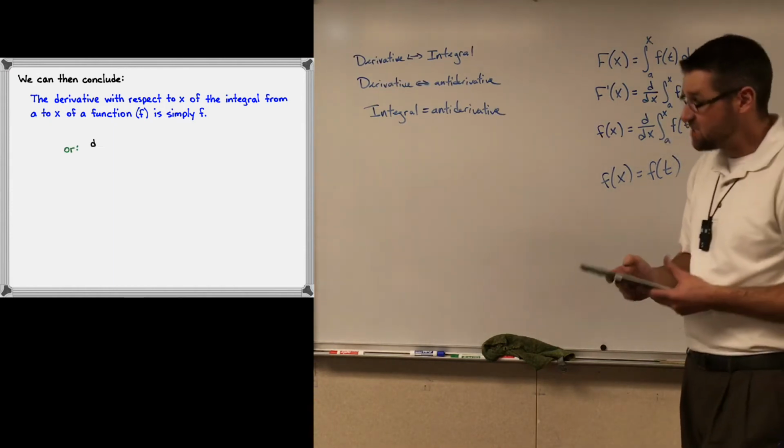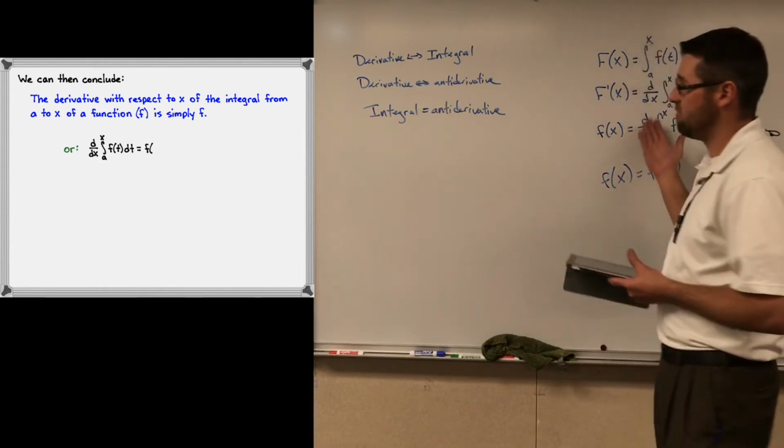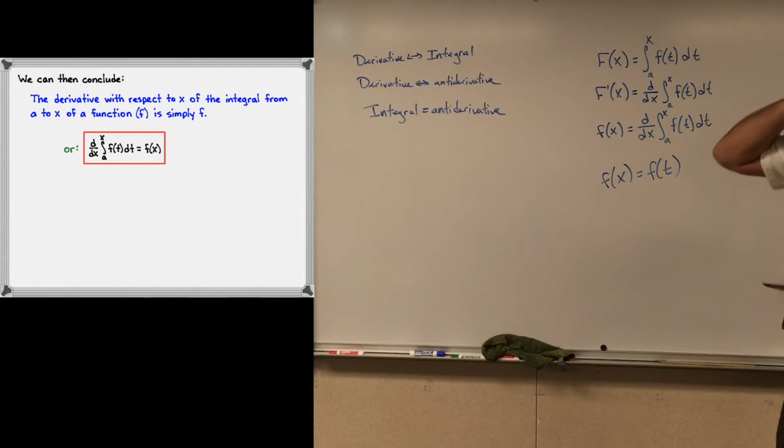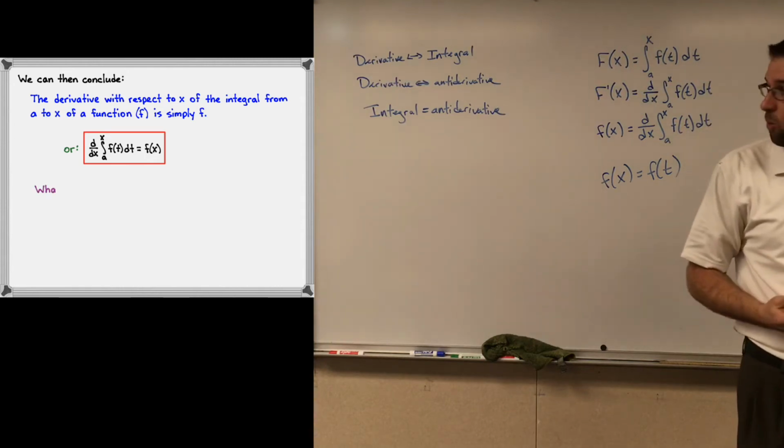Now, this notation right here, and I kind of have it here: the derivative of the integral from a to x of f of t dt equals f of x. What does this mean?